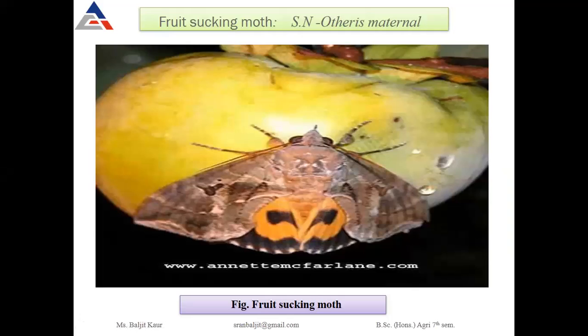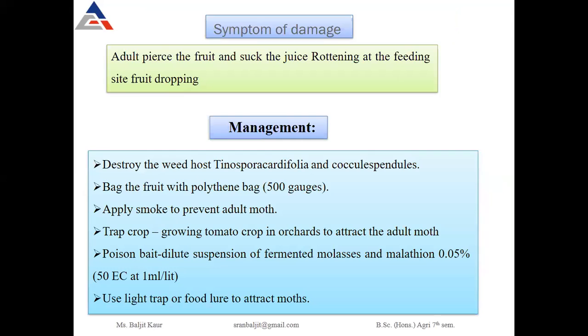Next is fruit sucking moth. Fruit sucking moths suck sap from the fruits. The adult moths pierce the fruit and suck the juice, which causes rotting at the feeding site, and it also causes fruit dropping. This sucks the juice from the fruits, causes rotting of the fruits, and also causes fruit dropping.